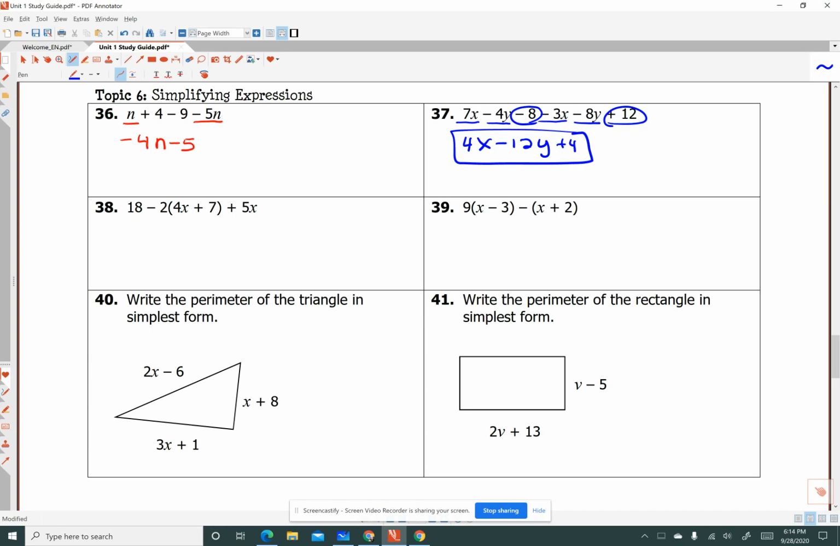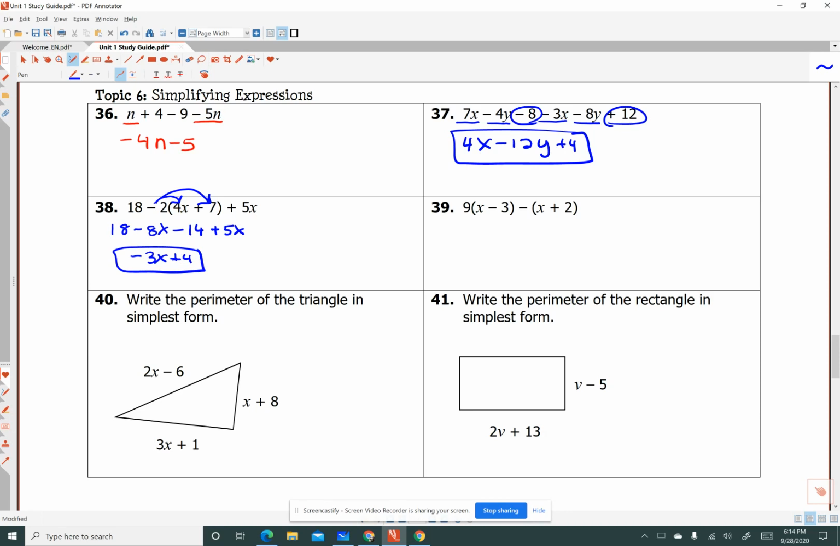Here we have to distribute the negative 2 through the 4x and the 7. 18 minus 8x minus 14 plus 5x will equal. So let's start with the x terms. Negative 8 plus 5 is negative 3x. 18 minus 14 is a positive 4, and that's a final answer.